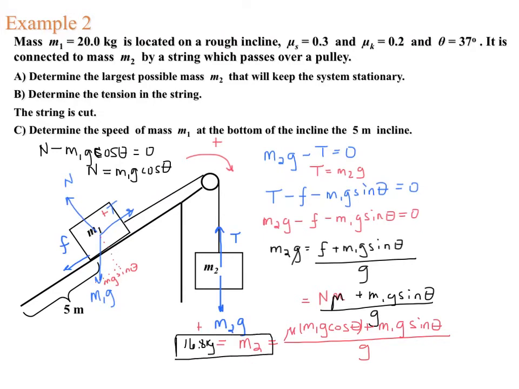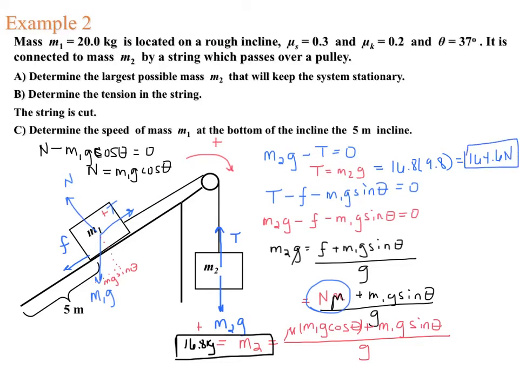So the reason I was able to make this substitution here was because I was looking for my maximum. Now part B asks us to determine the tension in the string. Well, if I know that my mass 2 is 16.8, then I can just go back up here and say 16.8 times 9.8 gives me 164.6 newtons.